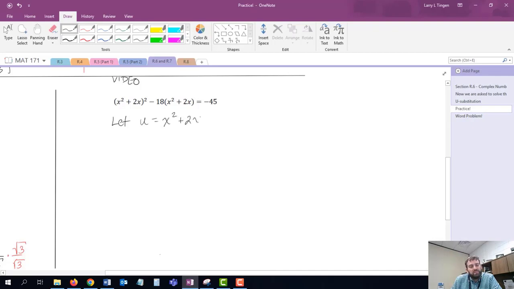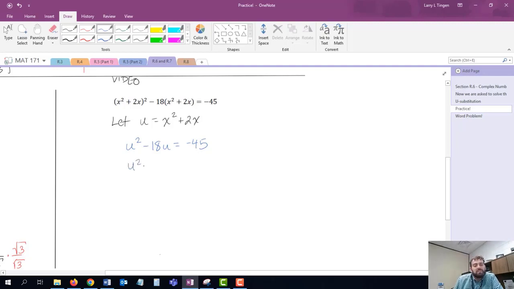Okay, it's really the only line of attack for this problem. We could square everything out, distribute, and solve, but it would just make a mess. It would also bring up a fourth degree polynomial, which we do not want to deal with yet. So we're going to deal with u substitution for now. And what's that going to do? That's going to swap out x squared plus 2x for u, so this becomes u squared minus 18u equals negative 45. This is a quadratic.